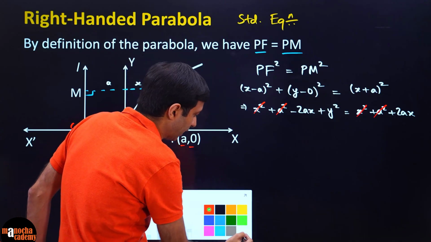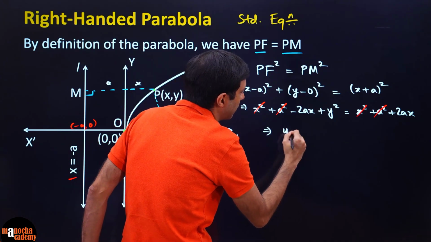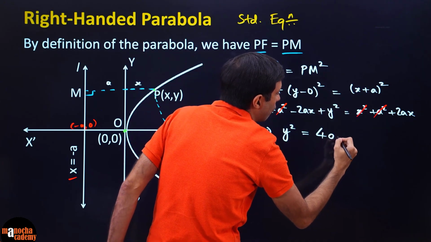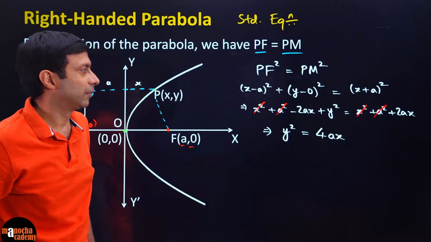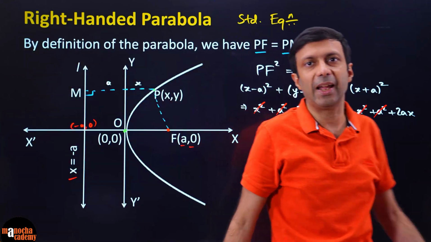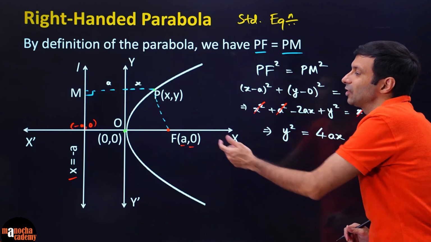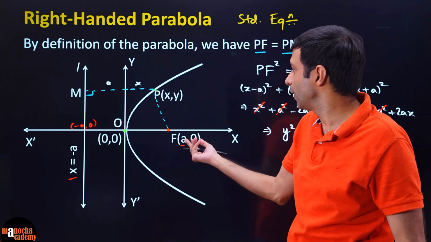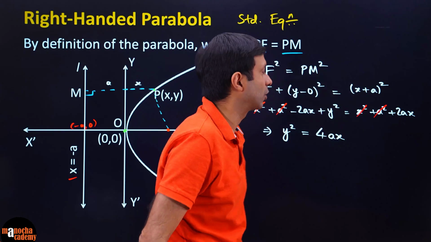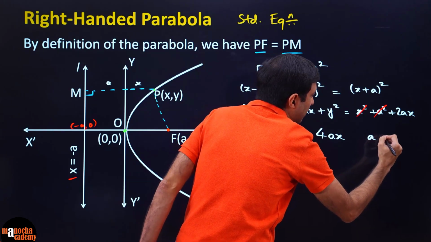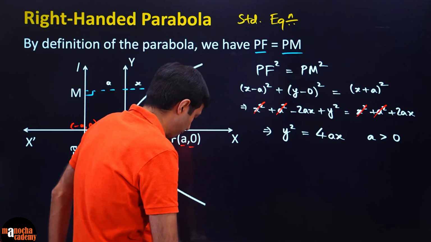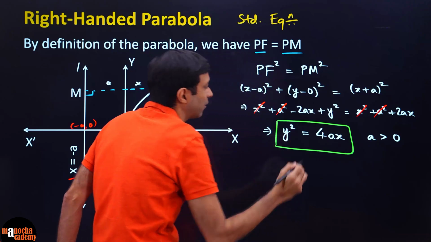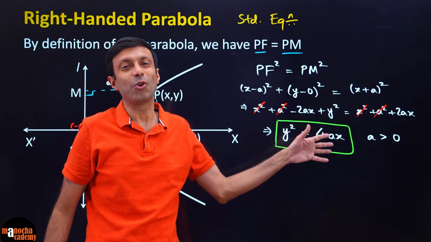So finally, what are we getting, guys? For this right-handed parabola, if I take the 2ax over there, y square equal to 4ax. And note one important point, a is greater than 0. This value a, we always take it to be greater than 0, and we have written the focus as (a, 0). That's our focus point. So this is our standard equation of this right-handed parabola, y square equal to 4ax.